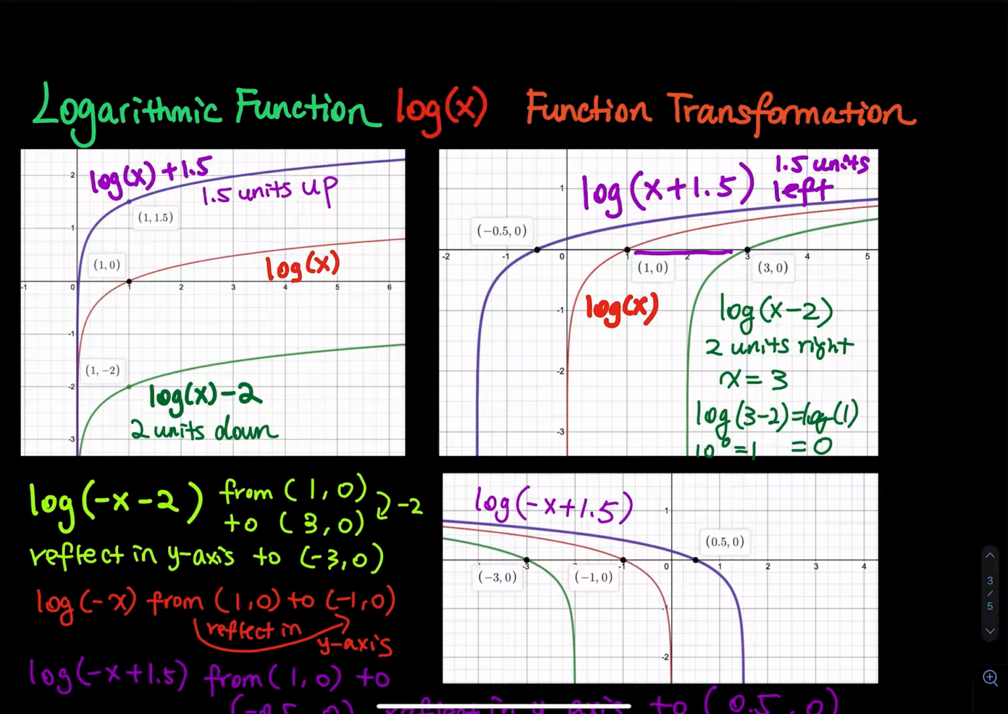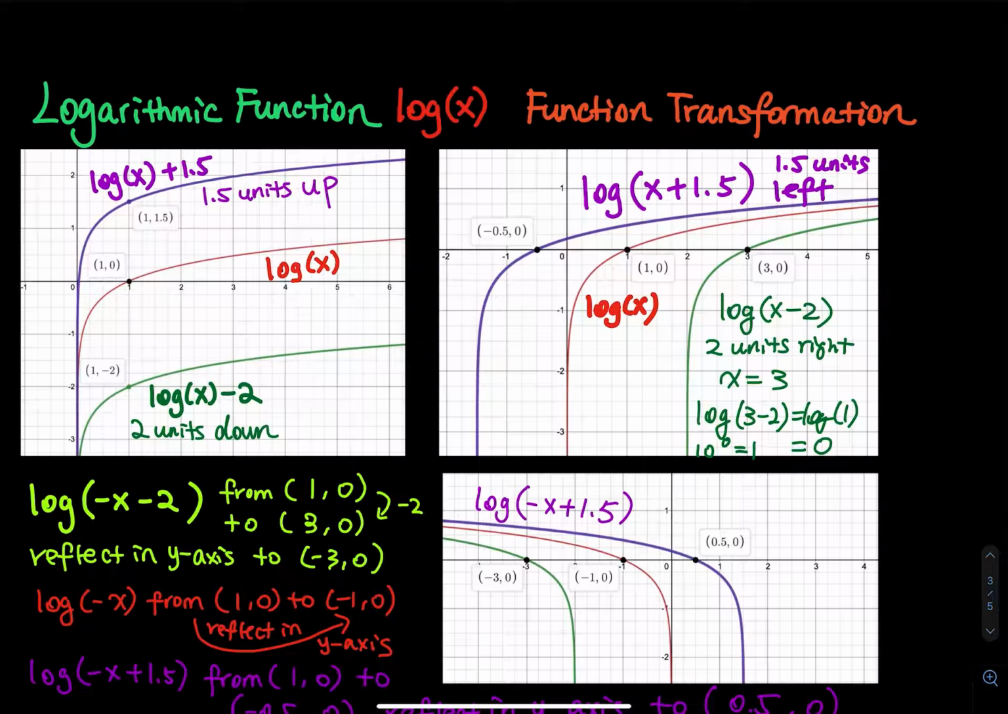So let's take a look. When x is equal to 3, 3 minus 2 is log of 1. Log of 1 is equal to 0 because 10 to the 0 power is equal to 1. All right, so that is how you shift the function up and down and left and right.